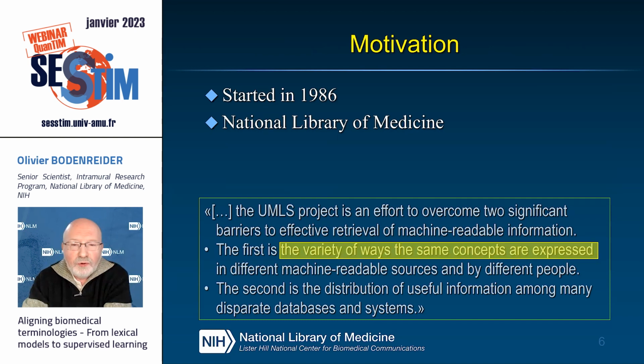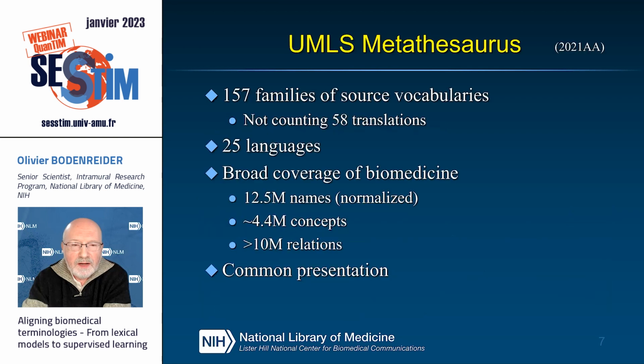It was created for two main reasons. The first one, I'm sure you're aware of it, is that the same medical concept can be expressed in a variety of ways. And unless these ways, these lexical expressions, if you wish, are grouped together, there's no way a computer can know about what they are. And there are also distribution issues about some of these vocabularies that the UMLS addressed.